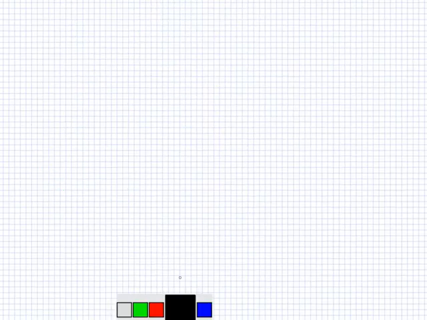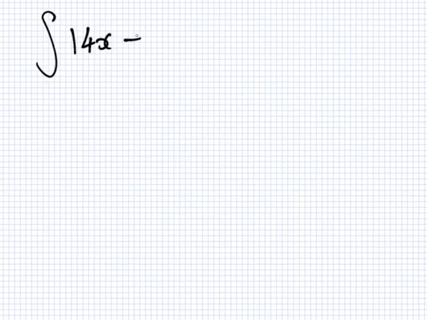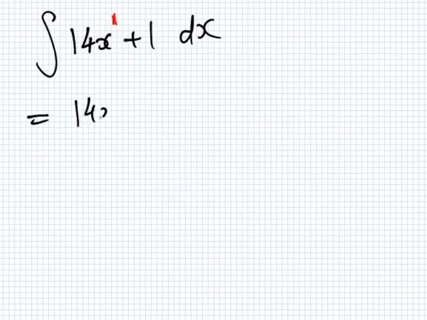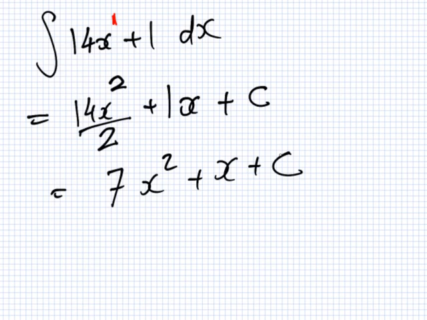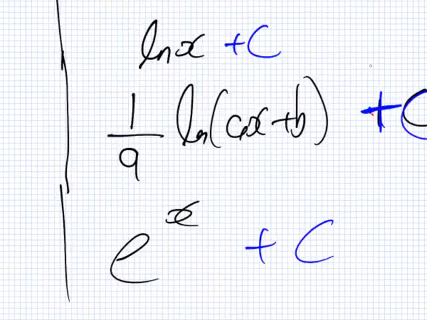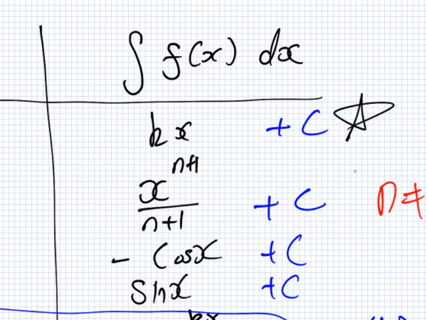Will we have a look at some examples? Okay. So our first example to get us started. Antidifferentiate 14x plus 1 dx. Well, here it's like power 1. So this would be 14x, increase the power by 1 and divide by the new power. This one here becomes 1x plus c. So the answer is 7x squared plus x plus c. And this is from using the first and the second rules.